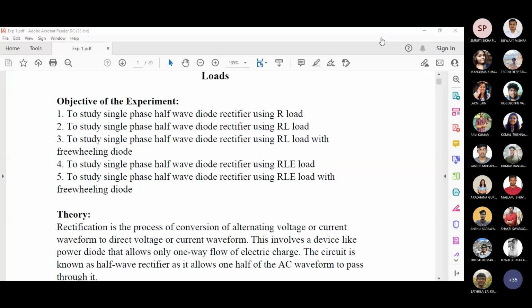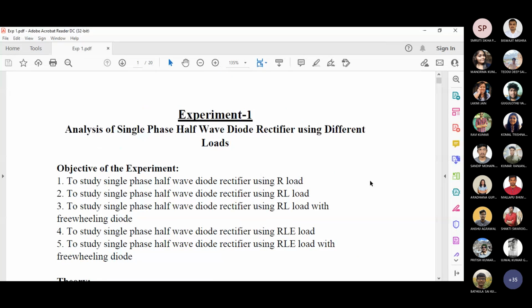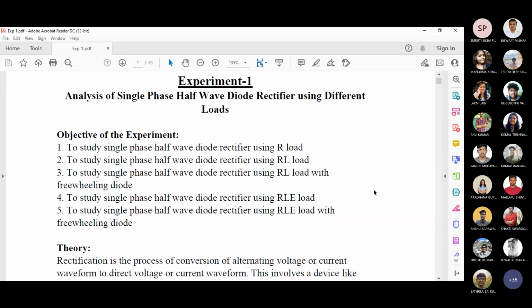Okay, so in my last class, I have already discussed the total titles of the experiments, what experiments we are going to perform. So normally we are using the NI Multisim platform. I hope all of you have installed it on your computer or laptop, so you can do the simulation smoothly. So what was our first simulation experiment?